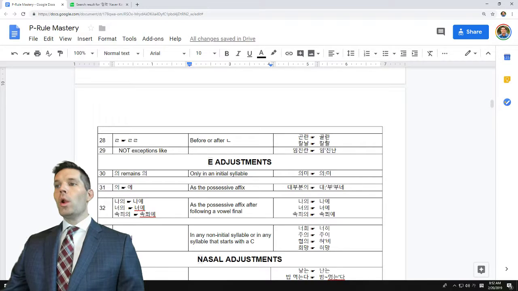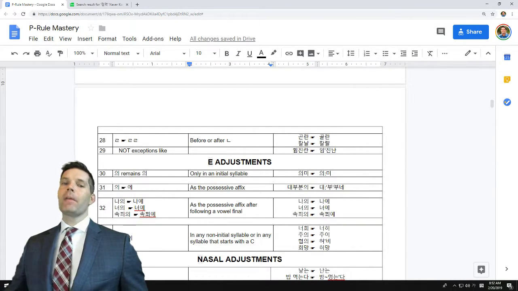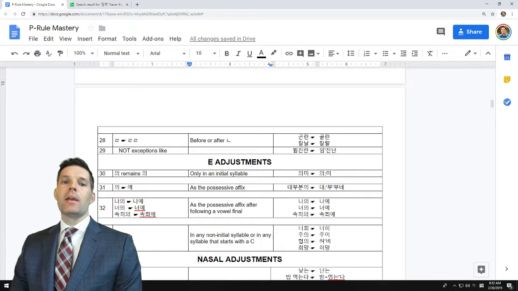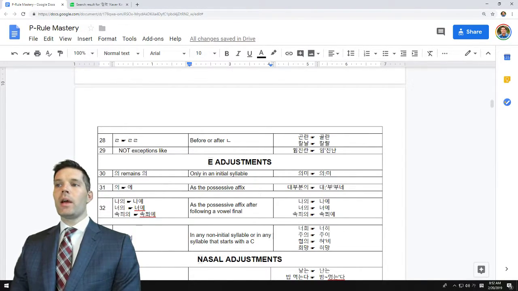Then we have 골랄, 칼날, or 임진난. So there are some different exceptions like this. I actually think the history behind this is that apparently, I could be wrong, but I've heard that in North Korea, they pronounce some of these things differently.